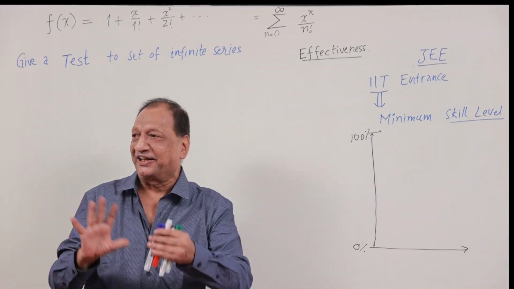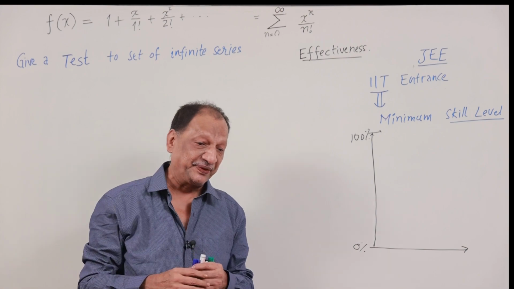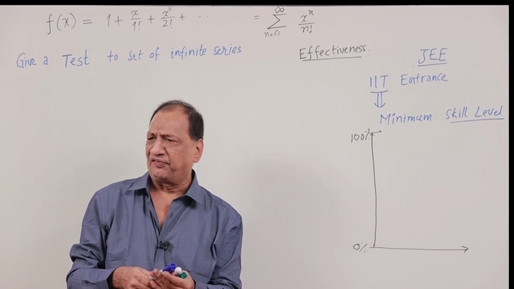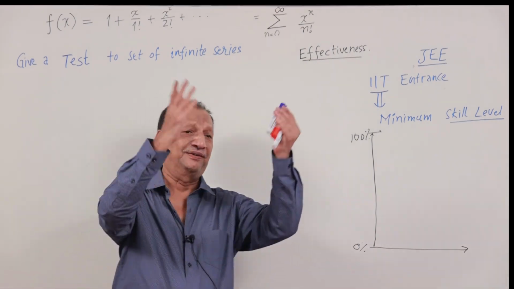That is also a question. Different exams have different pass percentages. In our university, I think it is 50%. IIT people may think, no, 50 is not enough. It has to be 80 or 90 or whatever.